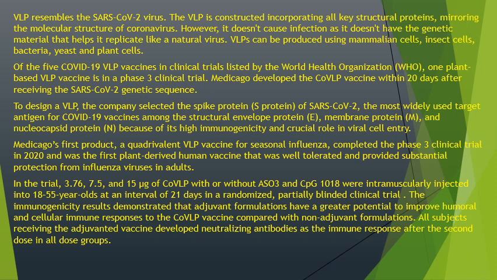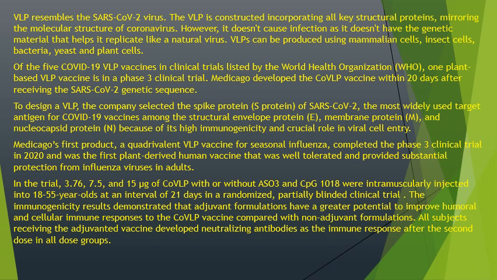Of the five COVID-19 VLP vaccines, virus-like proteins in clinical trials listed by the World Health Organization, one plant-based VLP vaccine is in the third clinical trial. Medicago developed this CoVLP, COVID virus-like protein vaccine, within 20 days after they received the genetic sequence of SARS-CoV-2.